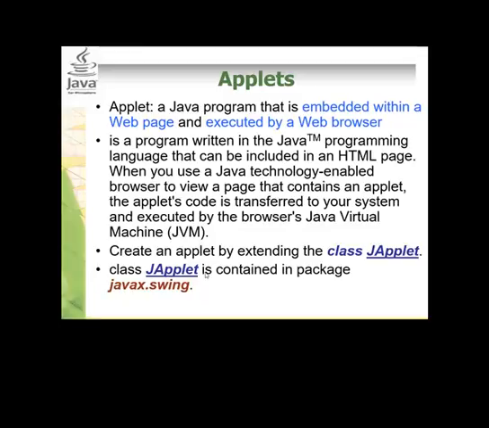That is applets. So what is an applet? An applet is a small Java program that is embedded within a web page, and it can be executed by a web browser. So we are looking into an online based application. The code itself can be downloaded automatically by the web browser and run through the web browser interface.